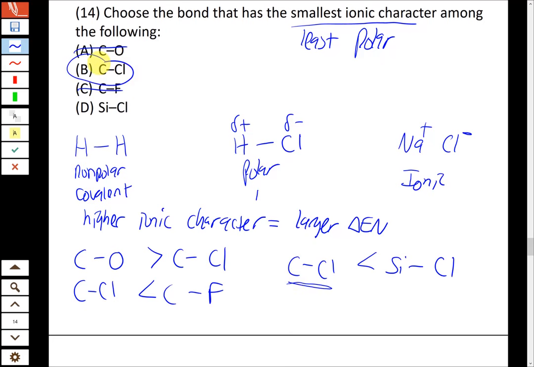All right, so if you're looking for least ionic character or least polar, then you look for the smallest difference in electronegativity. And again, I don't think it's a good idea to memorize the numbers, but having a few benchmarks in mind and a few rankings that you can rattle off really quickly are helpful for these types of comparisons. All right, any questions?